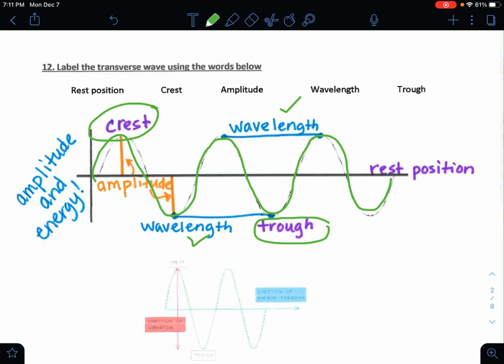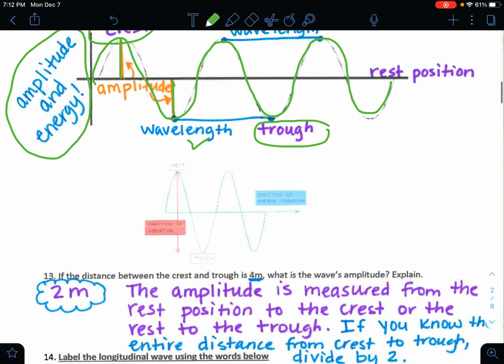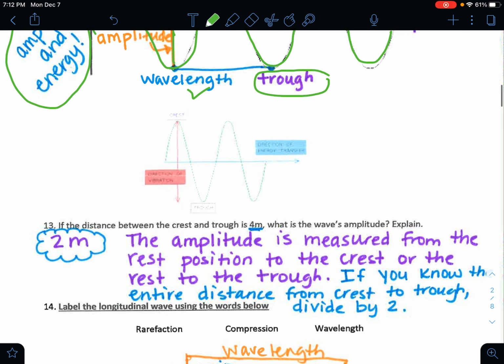All right, so amplitude is going to be the measurement from the rest position to the crest, or the rest position to the trough. And the amplitude is how much energy that wave has. So every time you see amplitude, you need to think energy, all right?